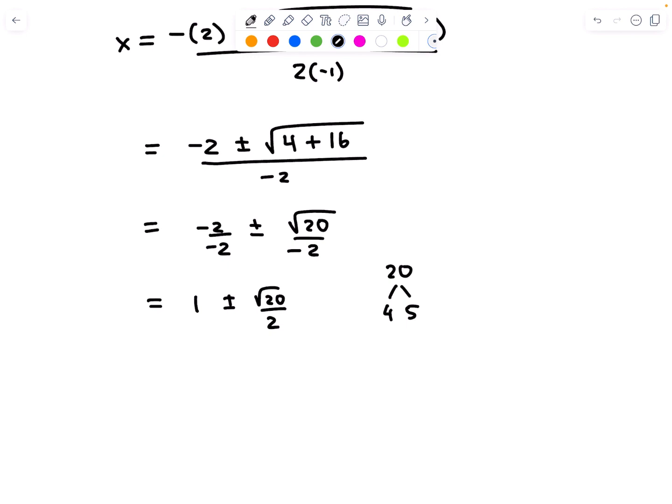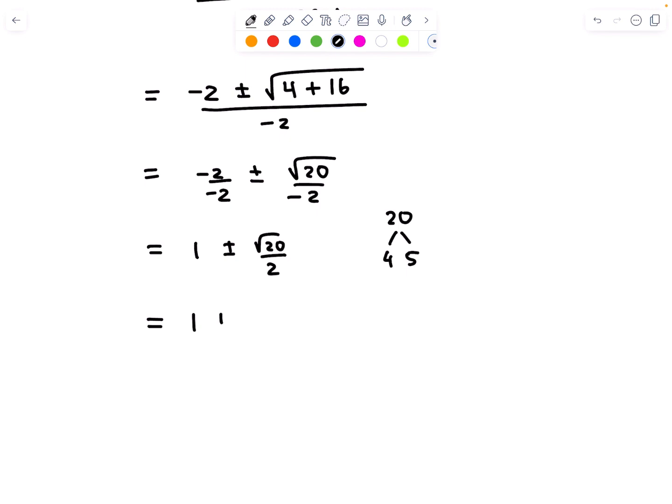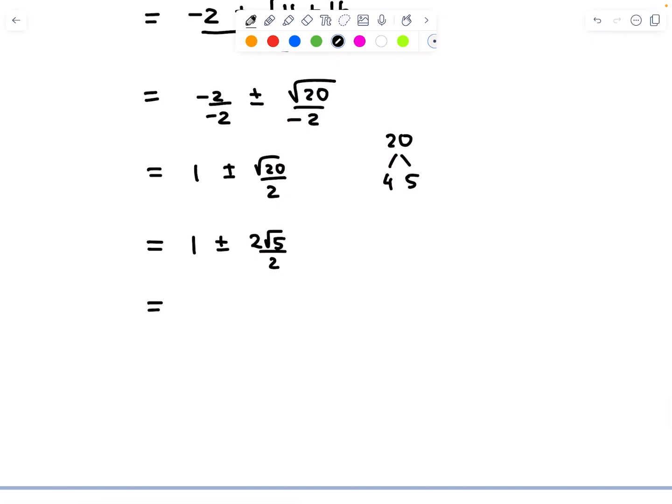4 and radical the 5 separately, and the square root of 4 is 2. So we can write this as 1 plus or minus 2 radical 5 all over 2, and then the 2's can cancel, and so we just get 1 plus or minus radical 5. These are your two x-intercepts.